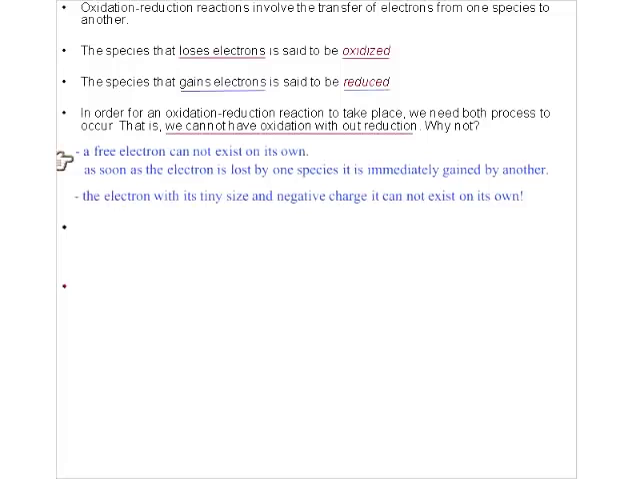If something is oxidized and loses electrons, you're saying, well, there's an electron floating around out there. As soon as that electron gets produced, immediately something is going to come along and gobble it up, and that something is going to be reduced. The very tiny electron with its negative charge just isn't in a good environment out there. So instantly it's going to be transferred from one to another.